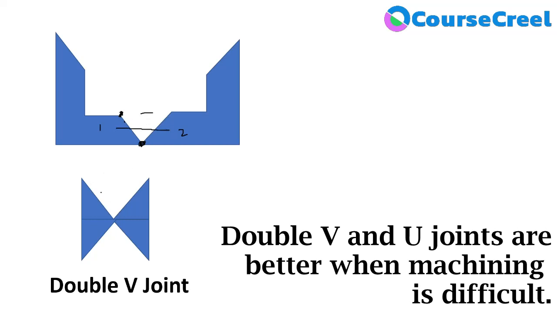So half part will be one V groove and half part will be another V groove. So here we can use double V groove joint to form a proper welding, or to join these two materials in proper manner with the help of a particular type of welding. So here we are modifying one V groove into double V groove or double V joints.